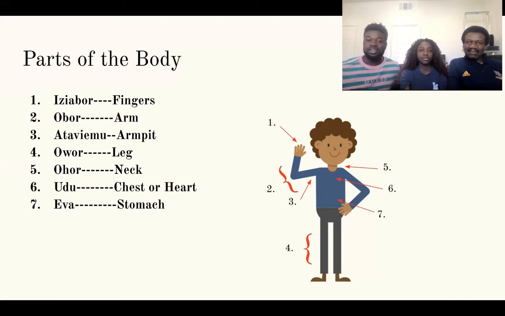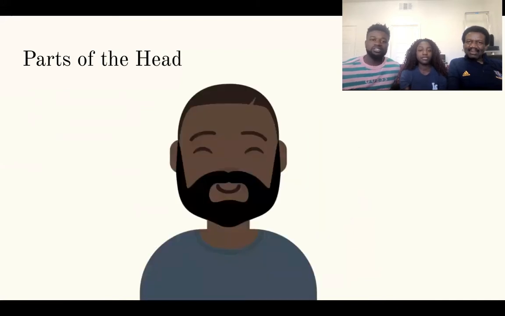Okay, so now we're going to move on to parts of the head. So we'll start off with, again, head is uzo. Start off with the hair, which is eto. And the next, we will move on to the ear, which is ezo.